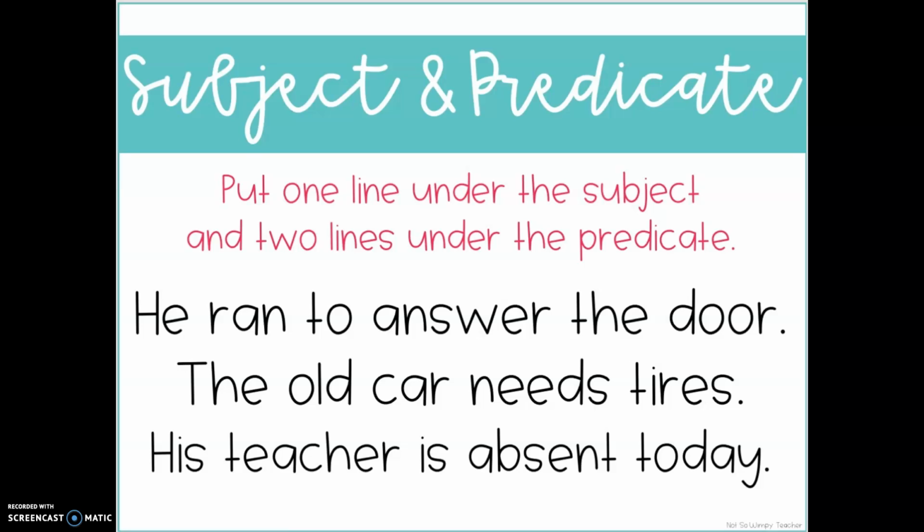His teacher is absent today. Who's that sentence about? Oh, his teacher. Now, when I'm looking at this sentence, I don't really see a verb or a word that I can do. But if you remember, a predicate will tell you what something is. So his teacher is absent today. What is his teacher? Is absent today. So is absent today is the predicate.